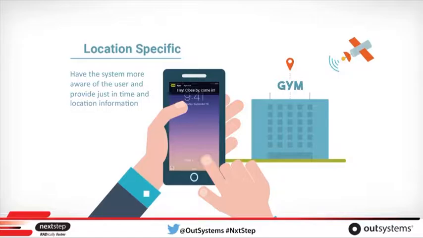The next usage pattern is location specific. These kinds of applications enable the system to be smarter and more aware time-wise and also location-wise of the user, and with that to provide just-in-time information.